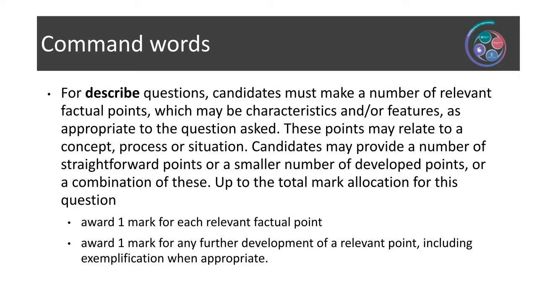To be descriptive, you're going to need more than just a straightforward point. You're going to need to develop those points on, or have a number of straightforward points that are presented and linked together. So keeping it clear and concise, though, is important. And you get up to the total mark allocation of the question. If the question is out of 5, you can get up to five marks. You get 1 mark for each relevant factual point, but it can't be too short. You can't just name something and move on. You need to put that into a clear sentence, because it is a describe question.